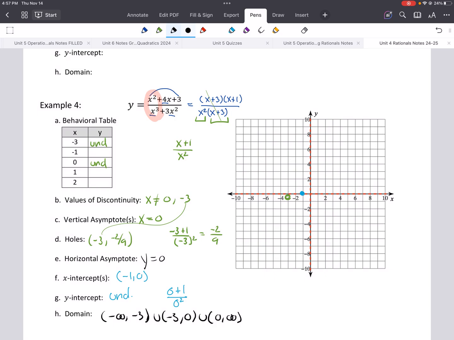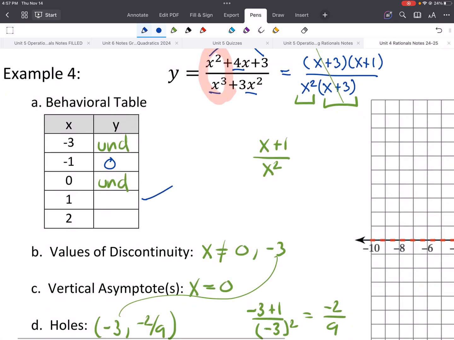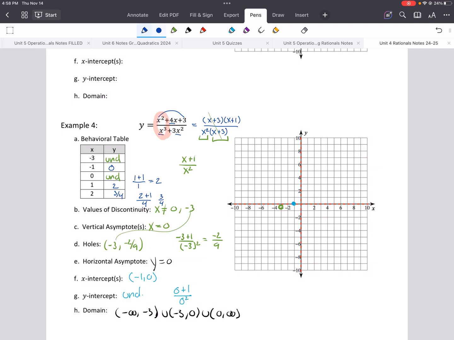Okay, it looks like we're kind of missing some points, so maybe let's see if we can fill some of the other stuff in. I guess we already know the x-intercept, -1, 0. So let's plug in 1 and 2 into here. So it's pretty quick. 1 plus 1 over 1 squared, which is just 1, so we'd just get 2. And if we plug 2 in, so 2 plus 1 over 2 squared, which is 4, so 3/4. So let's plot those. 1, 2, and then 2 is 3/4, about right there.